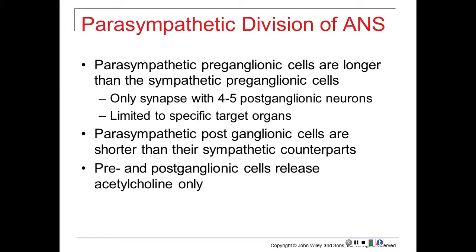The parasympathetic preganglionic cells are much longer. They only synapse with 4 to 5 ganglionic neurons, so they're limited to a specific target organ. In some cases, they're just limited to a part of an organ. Parasympathetic postganglionic cells are much shorter. The pre- and postganglionic cells only use acetylcholine, not norepinephrine.